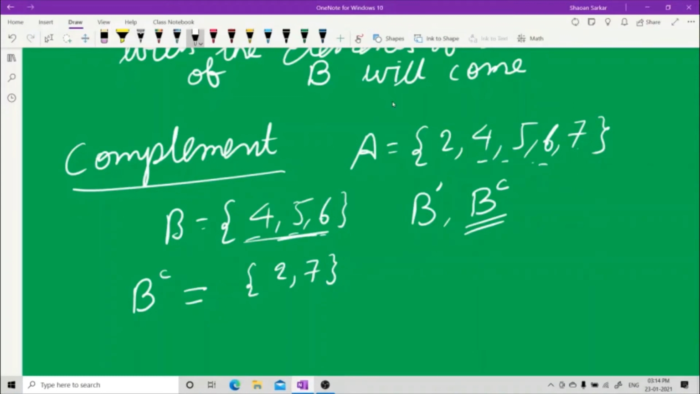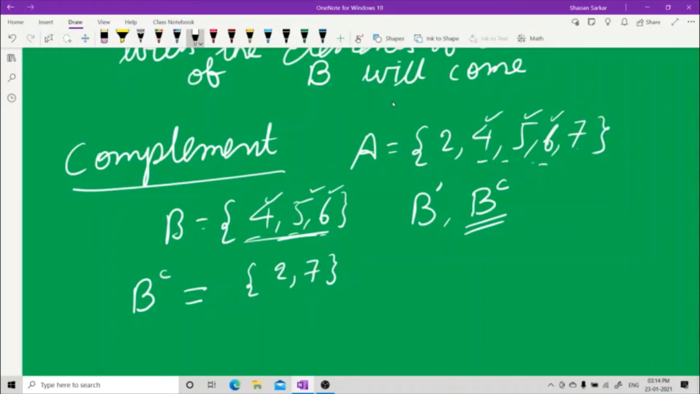Then you will write only those elements of A, and you will leave the elements of B which are in A. See, 4 is here, 4 is here, 5 is here, 5 is here, 6 is here, 6 is here. So the complement of B will be 2 and 7. You will leave the elements which were in this B.